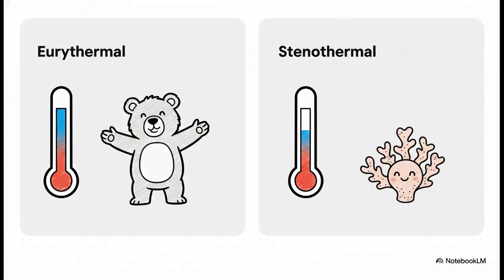And we can take that same fight or flow idea and apply it to something specific, like temperature. Euthermal organisms are the generalists. They can handle a really wide range of temperatures. But stenothermal organisms are total specialists. They can only survive in a very narrow temperature window. So you see, these are the kinds of questions evolution is always answering.